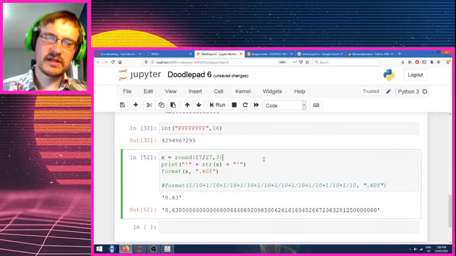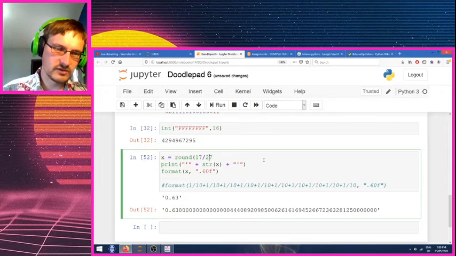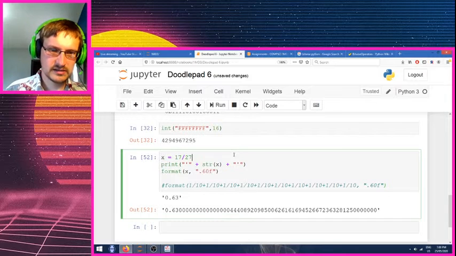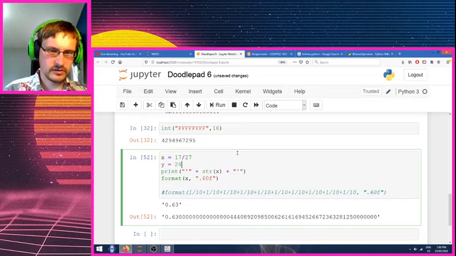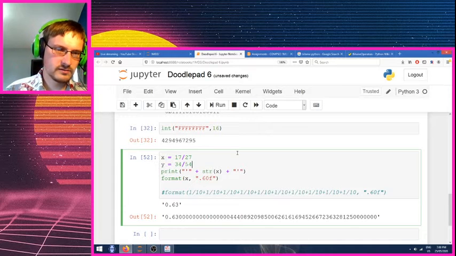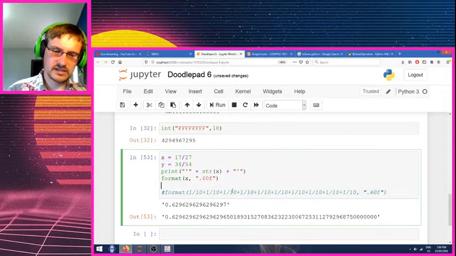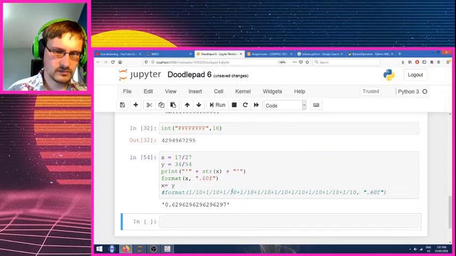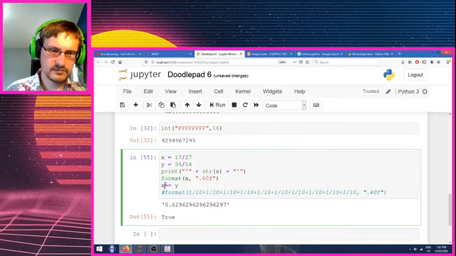But the other thing, perhaps the more scientific way of going about it, is if you have two numbers, let's say x is equal to this, and I don't know, y is equal to 34 divided by 54. Let's see, does this work? Yes, it does. Drat.